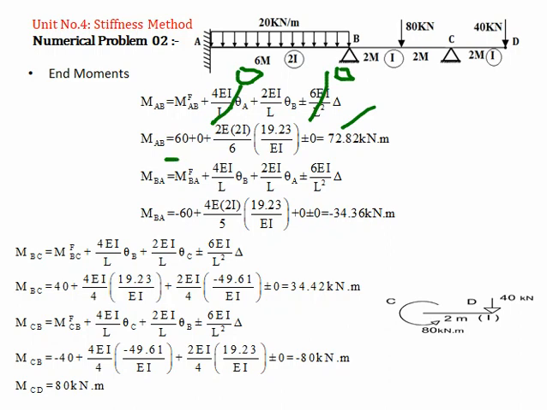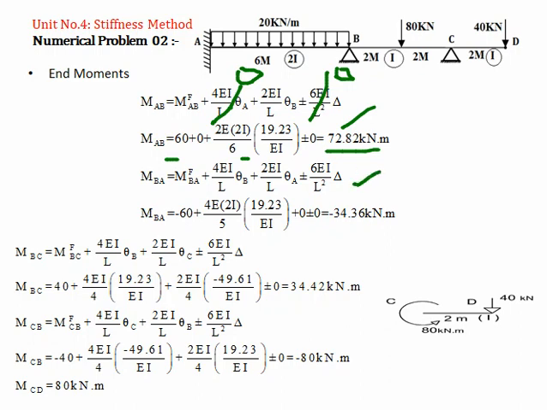Now MAB is equal to fixed moment, which is 60, plus 2E. Now the moment of inertia for the AB span is 2I divided by 6, since the span length is 6 meter. Putting the value of theta B, 19.23 divided by EI, we have 72.82 kilonewton meter.